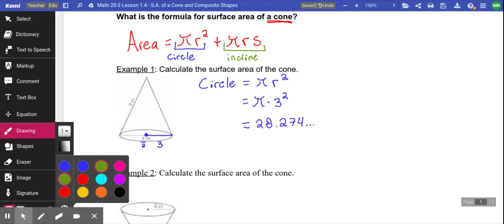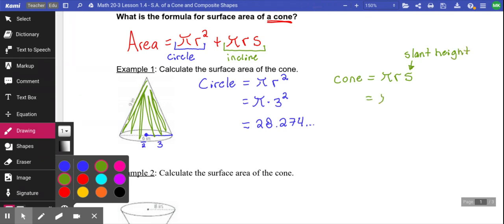The next part we're going to do is this cone part, this outside part. What do we call it? The incline part. If you want to call it the incline part, I like that. So this part up here that's kind of slanting. The formula for that is pi r s. Pi times r times s, and that s is the slant height, which in this case is pi times 3 times 9.